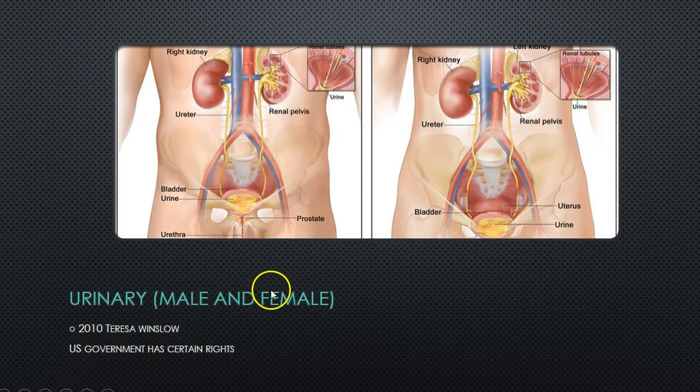Okay, in the urinary part of the GU, both male and female have kidneys. The kidneys, if you remember, is where you excrete your waste and retain needed products. So you excrete your waste, and that goes down the ureter, which travels into the bladder, and then travels into the outside world.